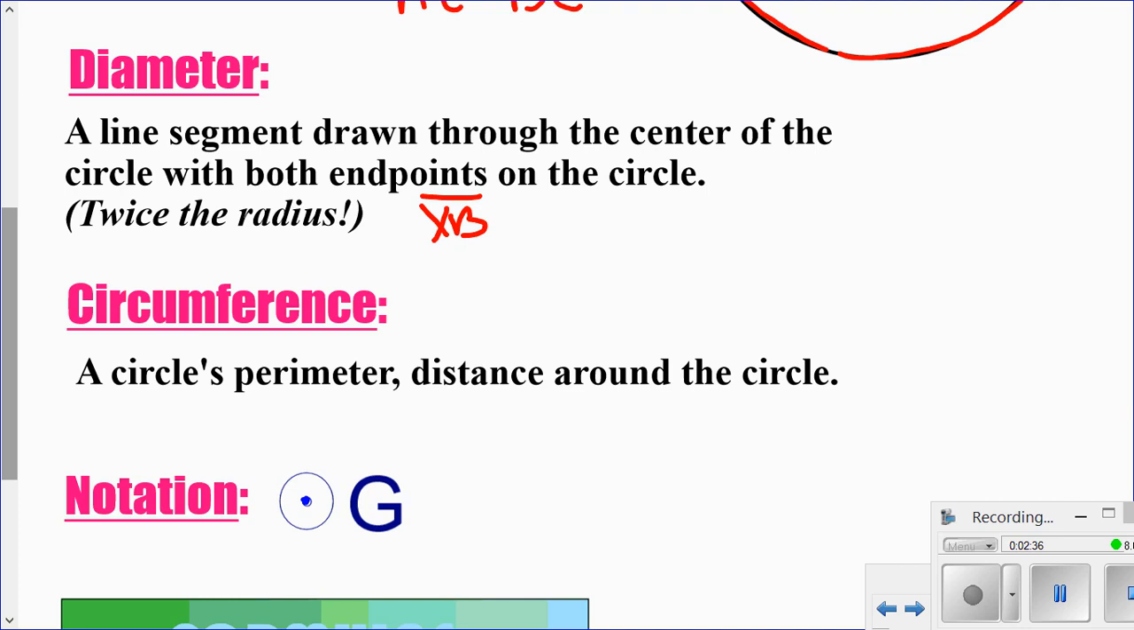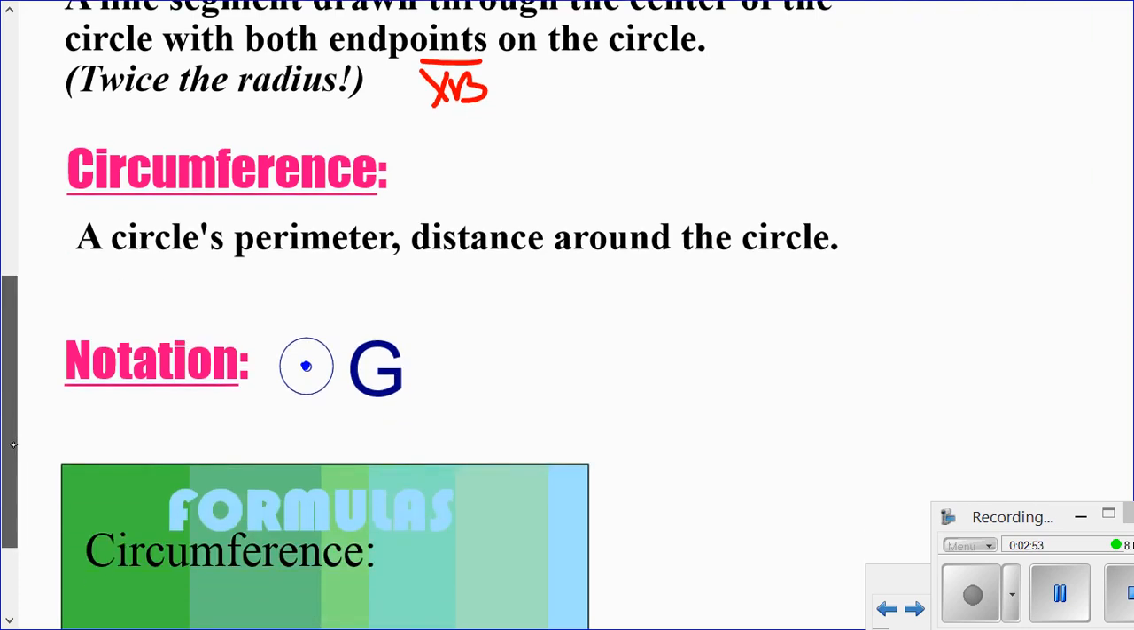Circumference. Circumference means if I were to walk around the circle, I'm walking around its perimeter, which is the distance around the circle. That's called the circumference. Okay, so that's circumference, meaning going around the circle.